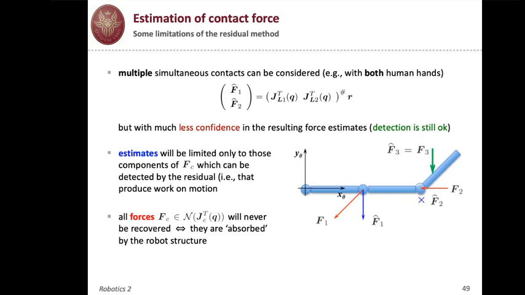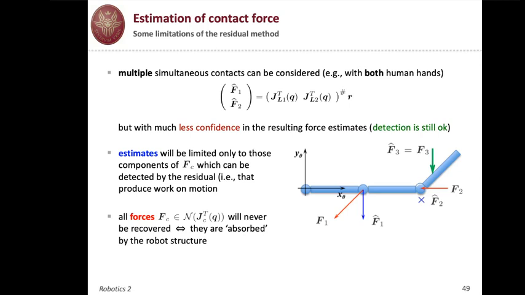The second comment is exactly what I was saying before. Remember that the estimates will be based only on those components of the contact force that are detected by the residual, and in particular those that produce work on motion. In particular, all contact forces that are in the null space of the Jacobian transpose will never be recovered. In fact, they are balanced by the reaction of the structure, so they are not producing any motion.